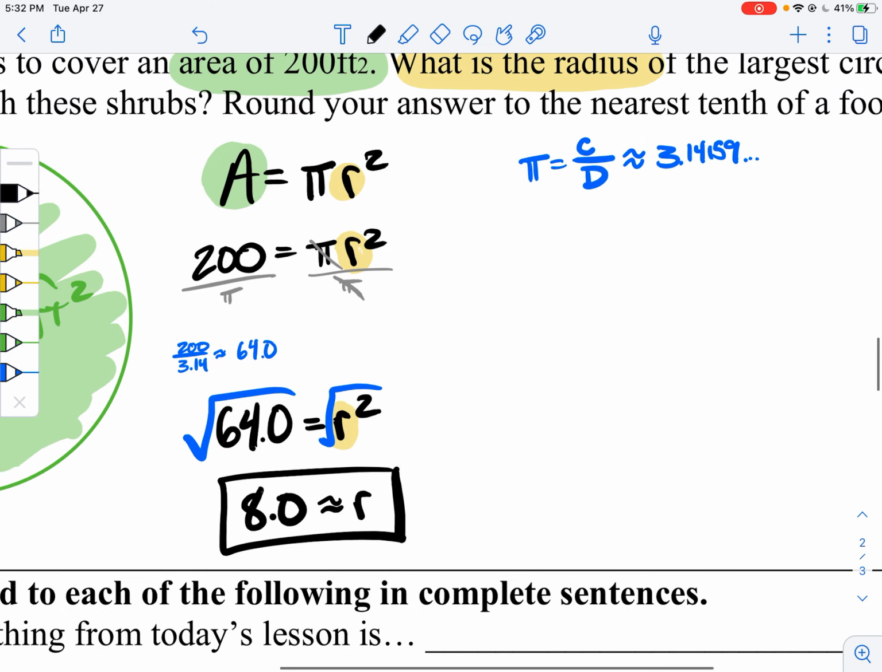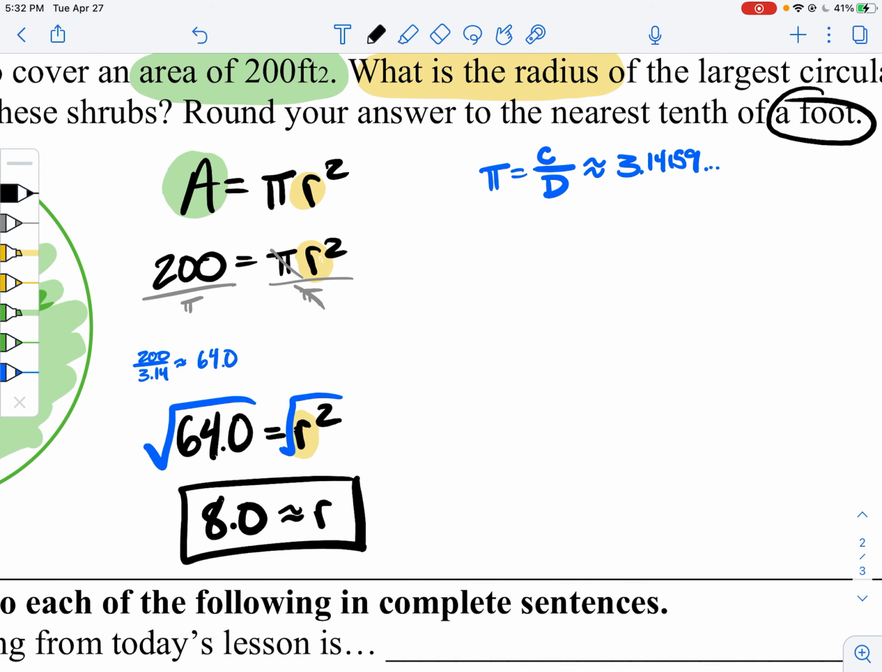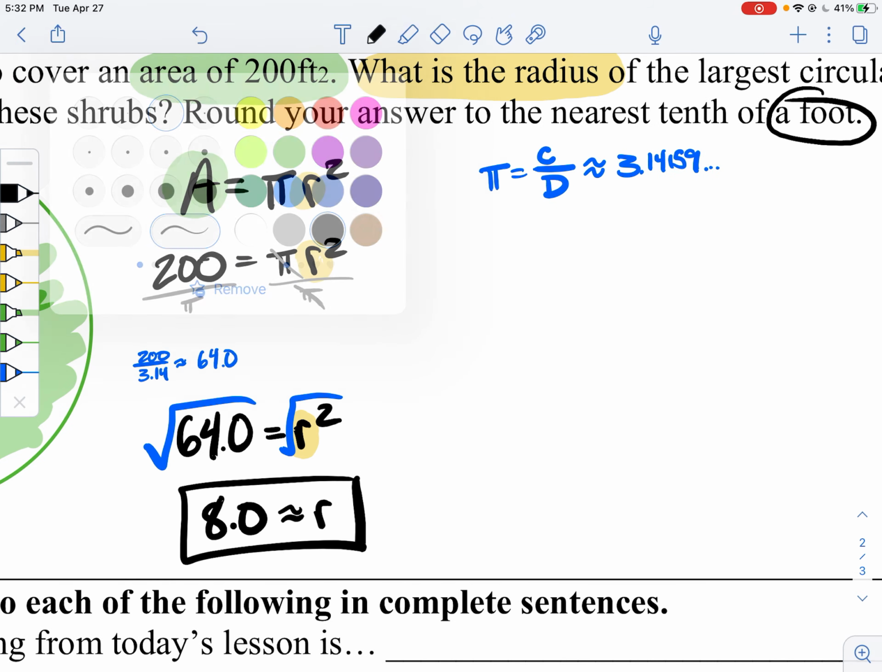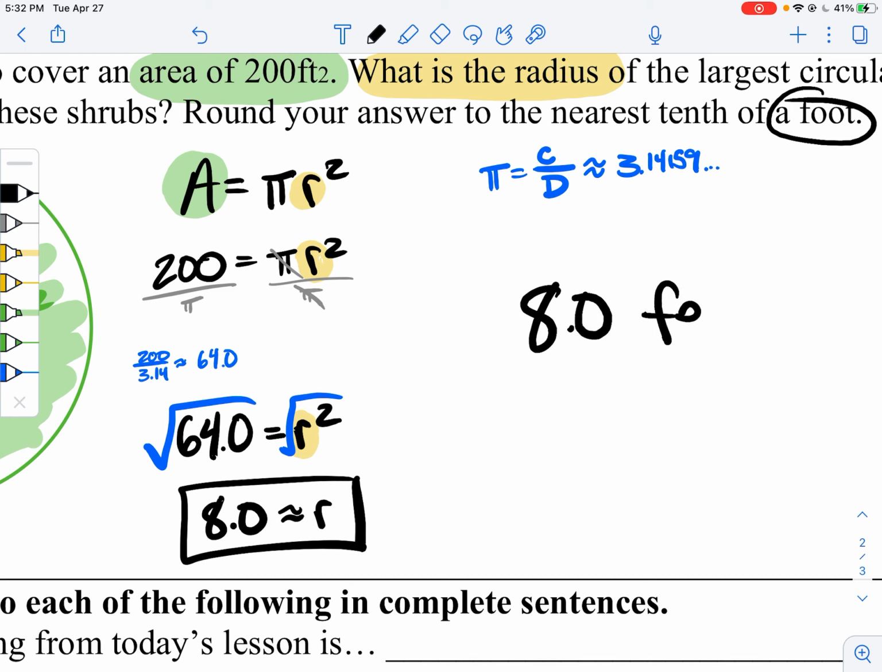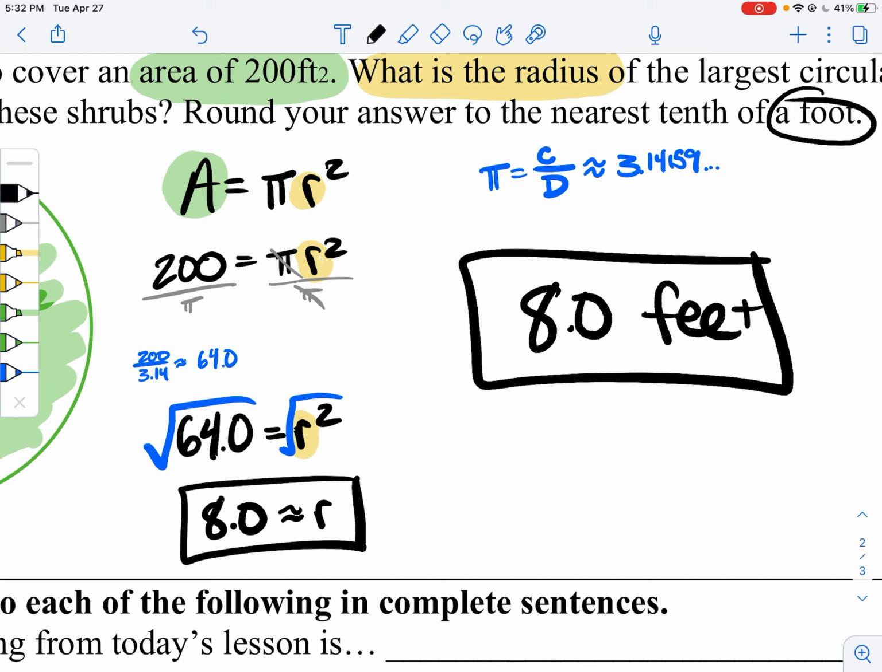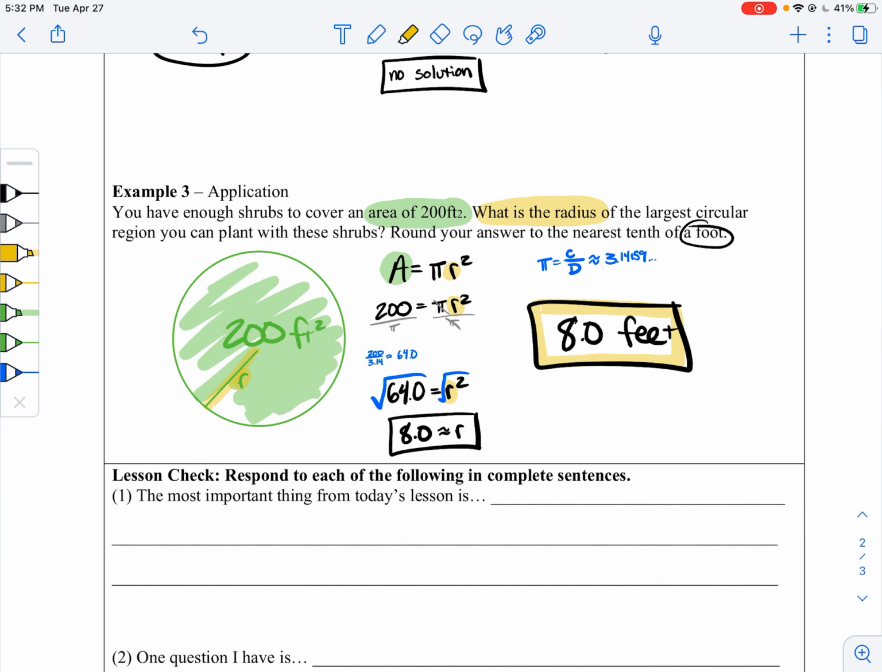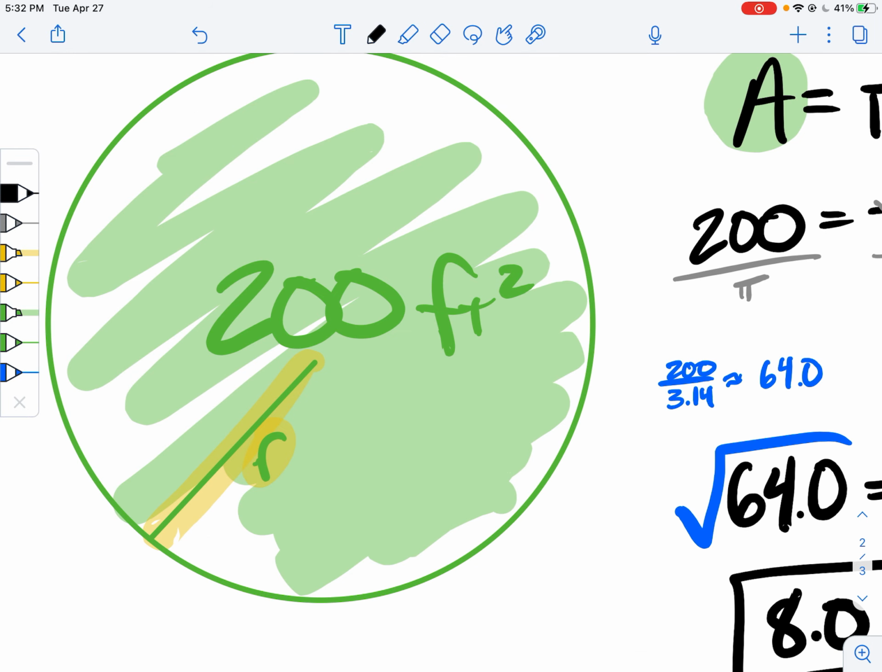To a tenth of a foot. We need to say what it is. So 8.0 feet. That's our big answer. So you can make a circle with 8 feet of radius. That means you have one person stand in the middle of your circle, holding on to a rope that is 8 feet long, and then you have another person holding a marker at the other end of the rope, and then they walk all the way around, and that'll make a circle.